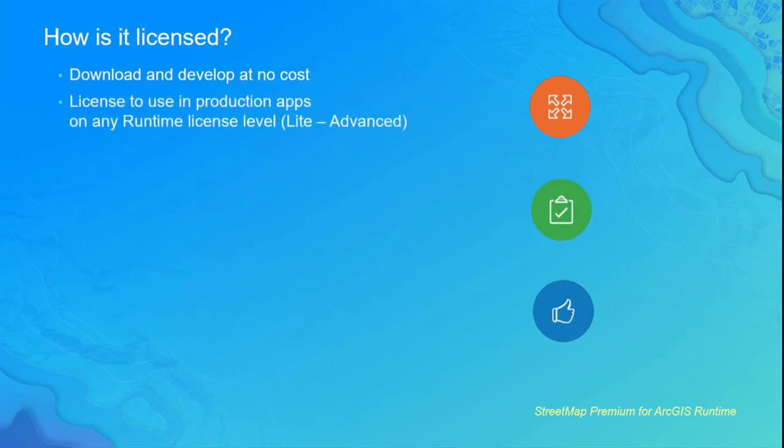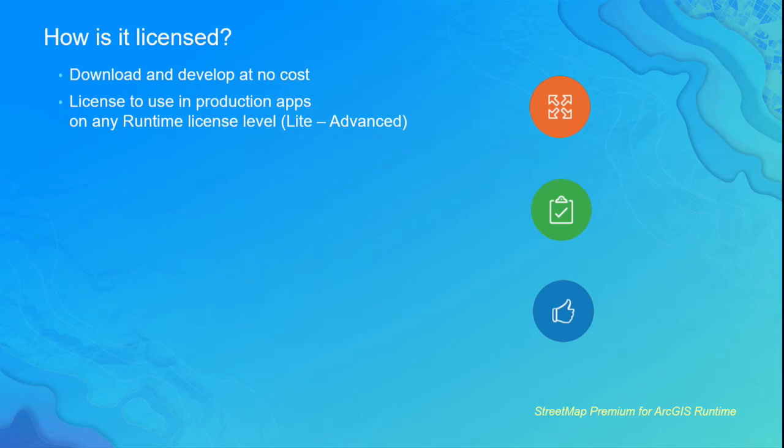Next, let's talk about how it's licensed. This is really the last slide, but it can get a little tricky. First, you can download and develop at no cost. It's much like the rest of Runtime: you can log in, and you get an Essentials plan for free as part of our developer program. You can download any Runtime SDK and start working with it at no cost. You can download any of the data sets included for StreetMap Premium for Runtime at no cost and start developing with it. When you're ready to go into production, you need to license use of any apps that are used in production.